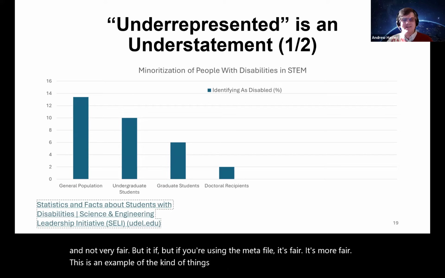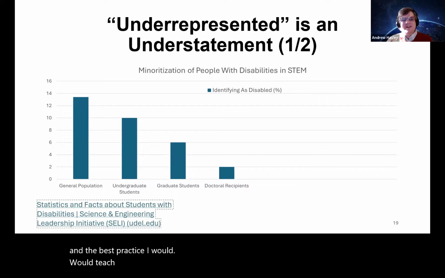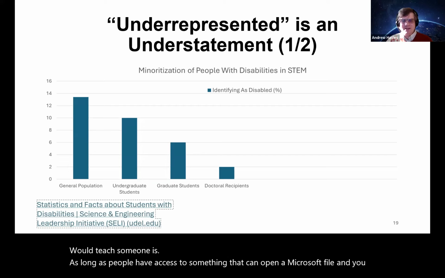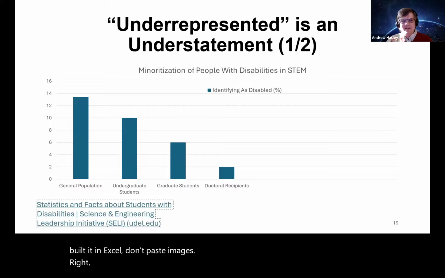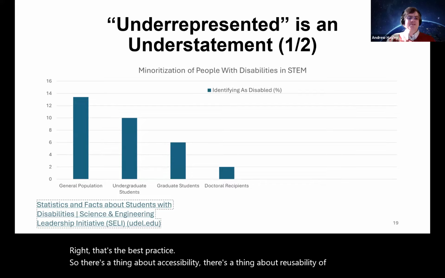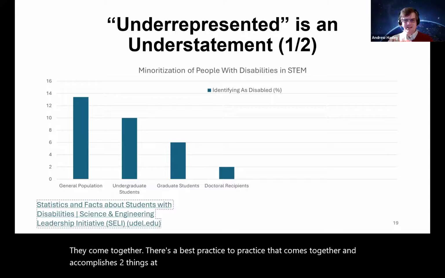So the best practice here, and the best practice I would teach someone, is, as long as people have access to something that can open a Microsoft file and you built it in Excel, don't paste images, right? That's the best practice. There's a thing about accessibility. There's a thing about reusability of that data. They come together. There's a best practice that comes together and accomplishes two things at the same time. Those are the things that make me excited right now. It's the kind of stuff I'm looking for.